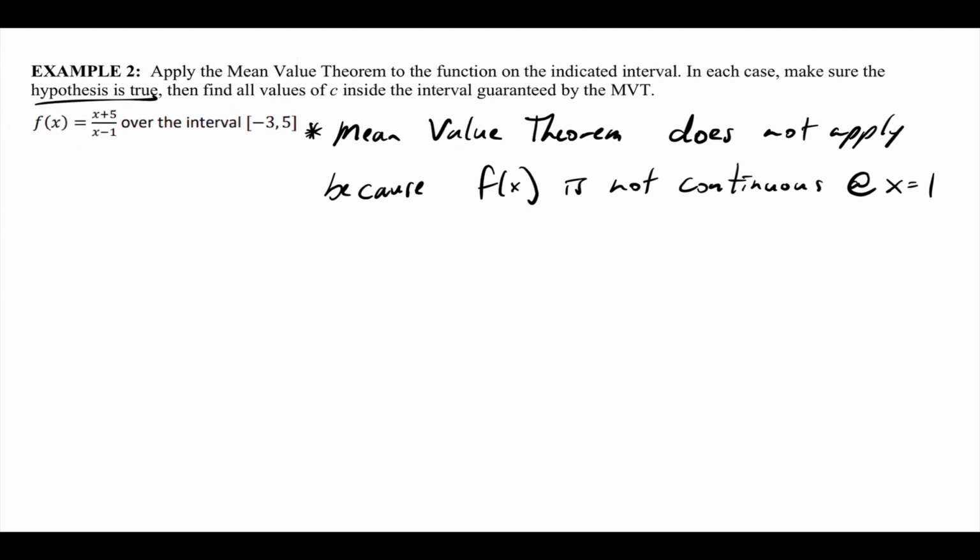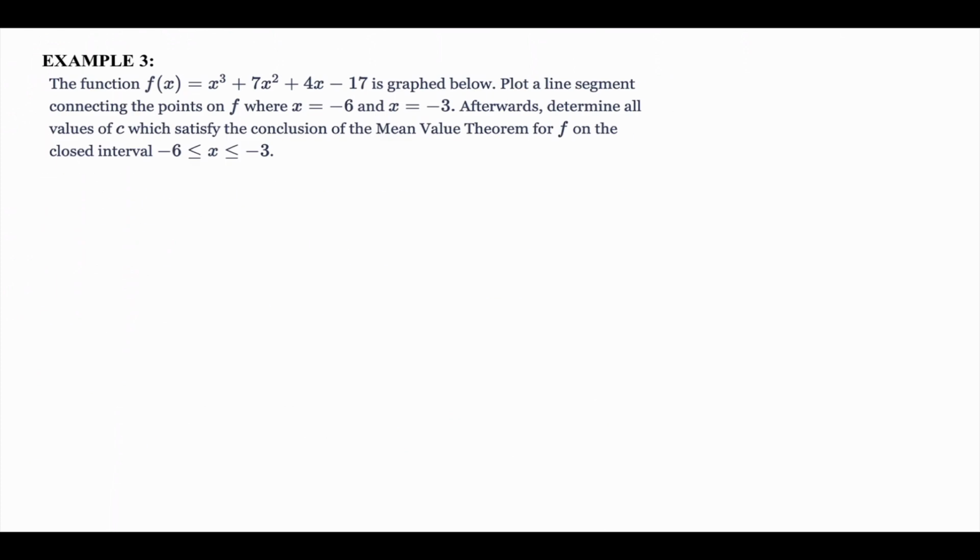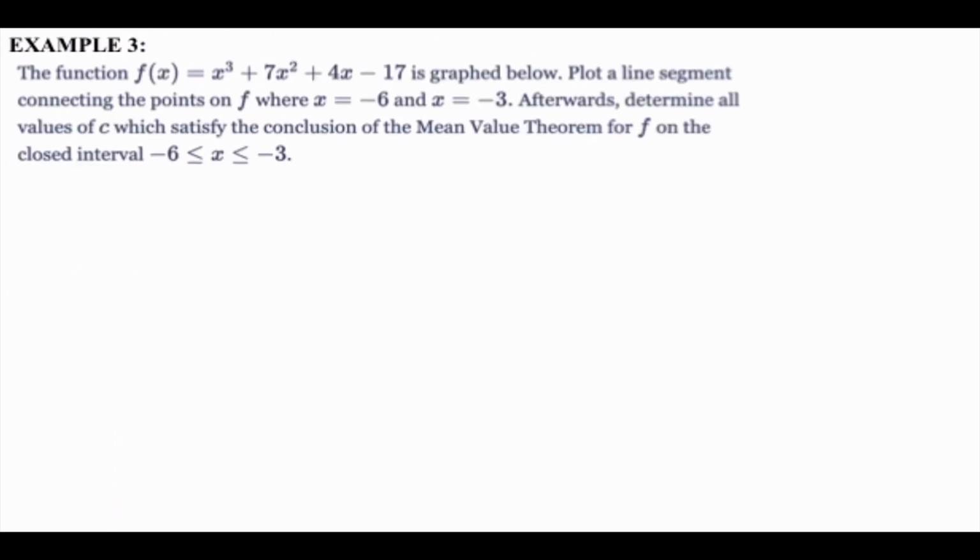Okay, so let's go to example number 3 now. The function f of x is graphed below. They don't have the graph, but the interval goes from -6 to -3. Is there any number I can plug in for x that would give me undefined in f of x? No. It doesn't have a root, it doesn't have a denominator. I'm good, so I can continue going.